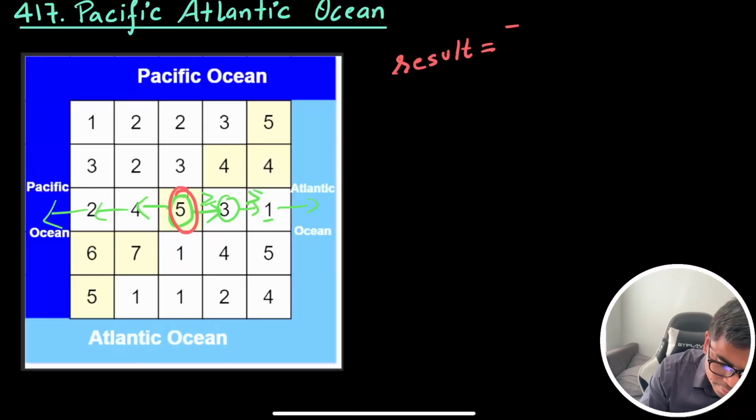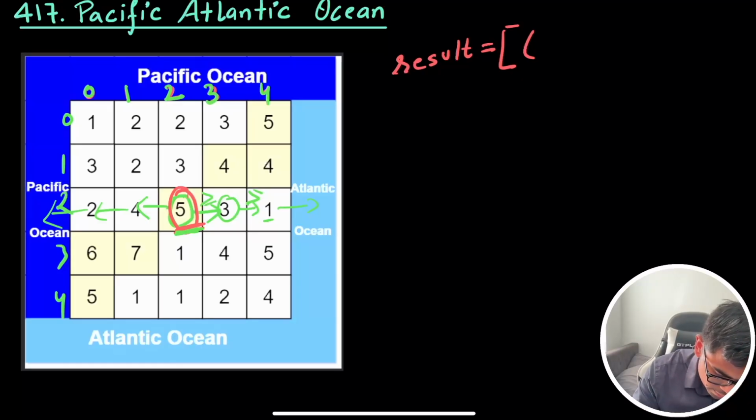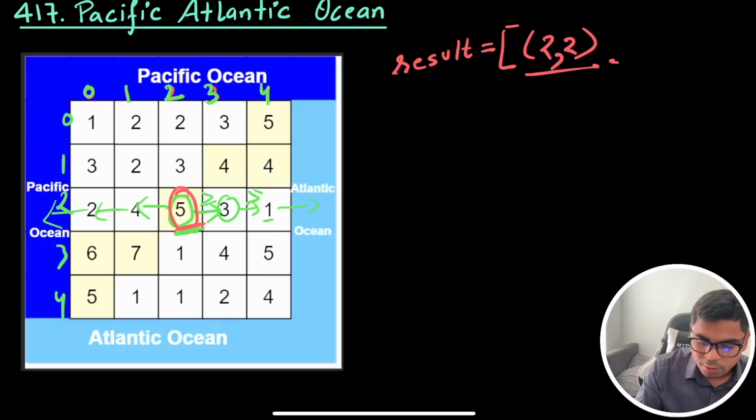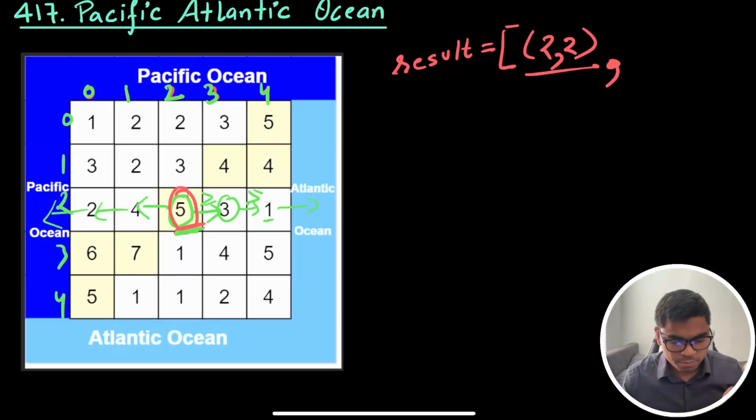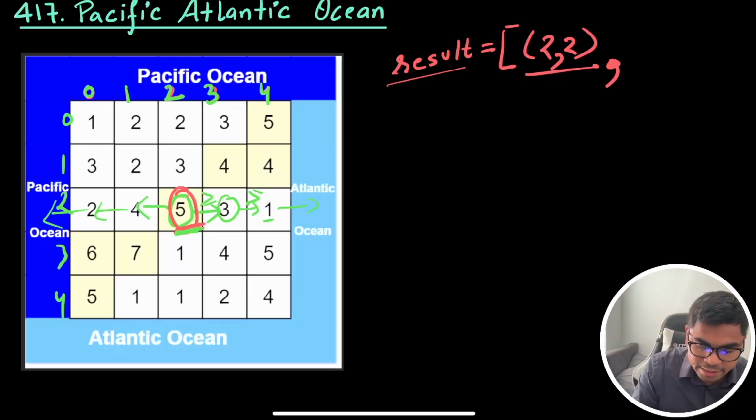And then the result will include this particular address. So basically 0, 1, 2, 3, 4. I should have chosen different colors. So 0, 1, 2, 3, 4. So what's the address of this? The address is 2, 2. So that will be one of the parts of our solution. Our result set is going to include all of these cells from where the water can flow to both the oceans.